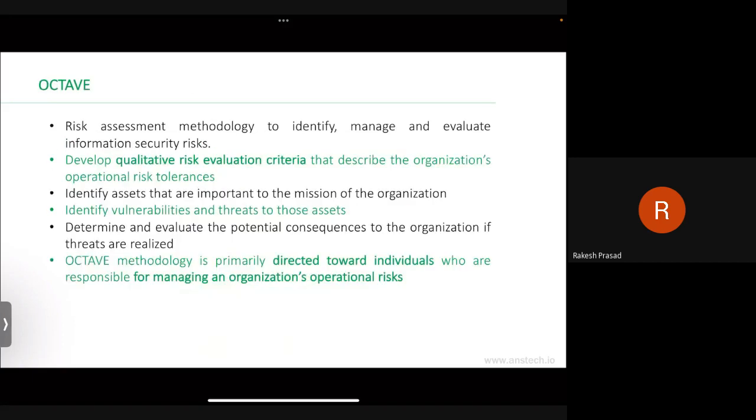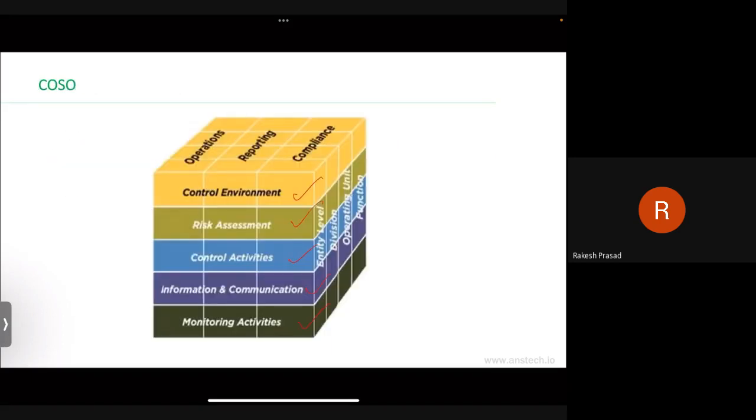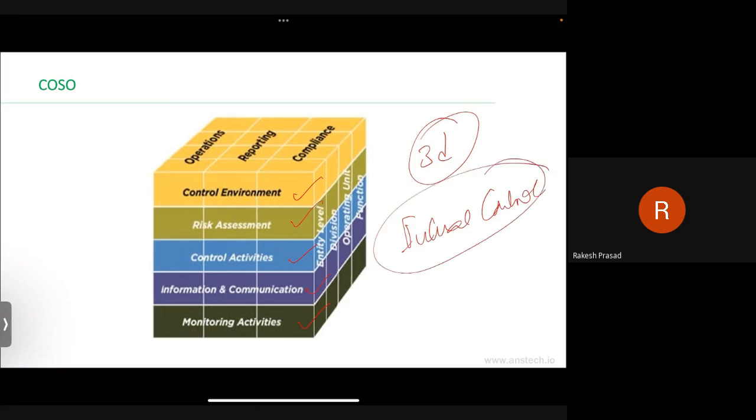You should know that once somebody asks me COSO, it has to be 3D. 3D is the keyword, and internal control is the keyword. I should remember that internal control is generally COSO and SOC 2. So if it is asking about internal control reporting, then SOC 2. Internal control framework, COSO. I hope you guys will remember this, okay?